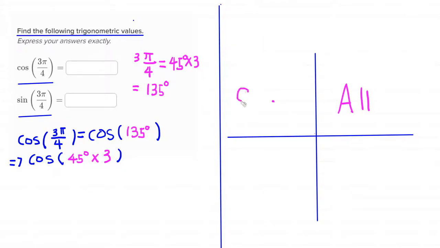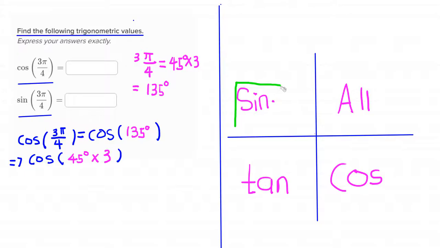In the second quadrant, only sine is the positive value. In the third quadrant, only tangent is positive. In the fourth quadrant, only cosine is positive. But clearly in the second quadrant, it is sine that is positive, so that means cosine should be minus. Cosine of 135 degrees is simplified into minus cosine, and we are left with 45 degrees.